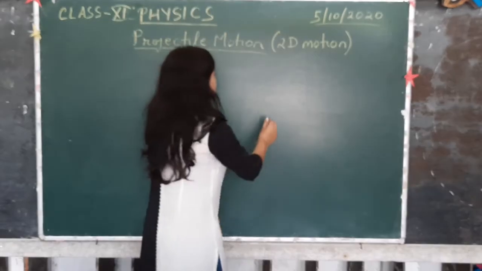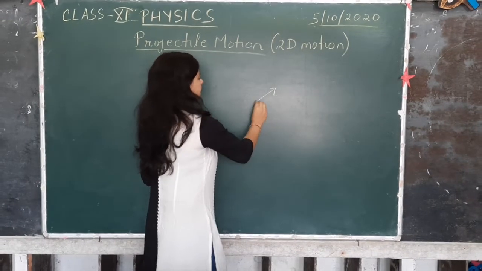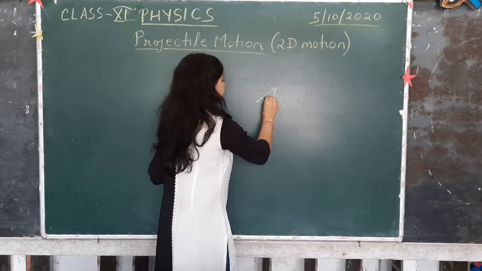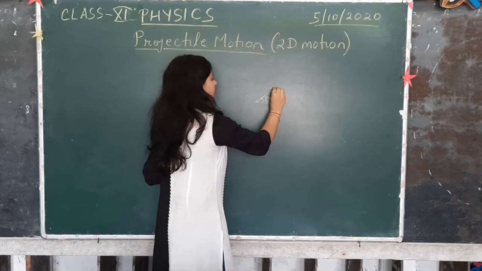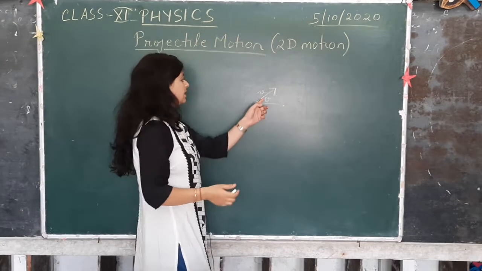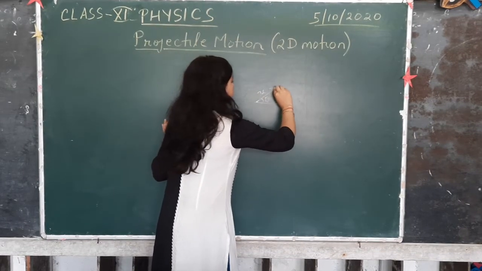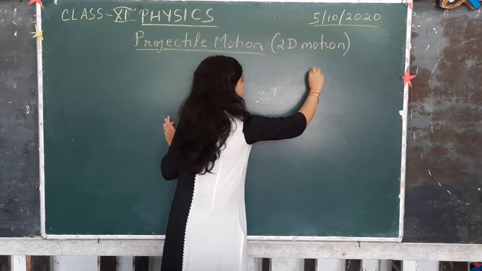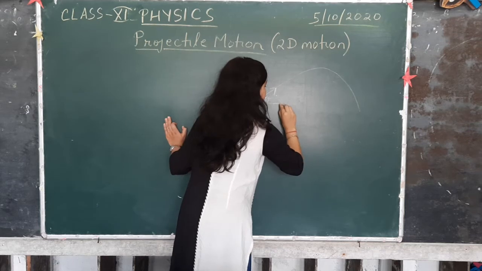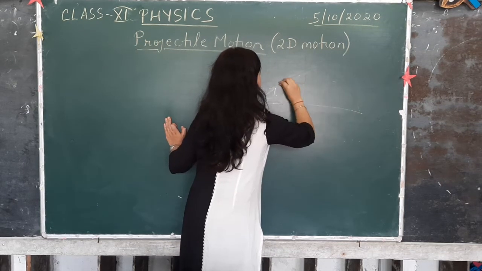Suppose you launch a body in this direction, making an angle theta with the x-axis. The launching velocity, that means the velocity with which you are going to launch the particle, is called u. Now it will go and reach a maximum height and then it is going to come back. This type of motion is called projectile motion.